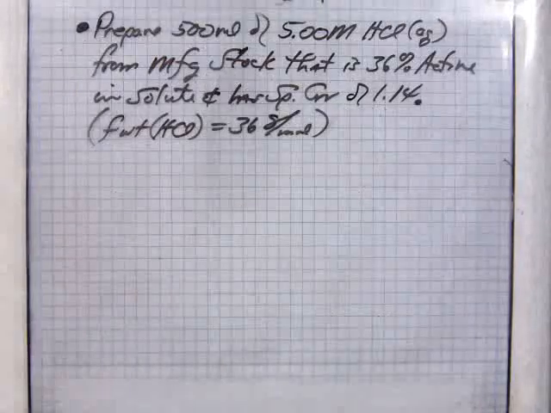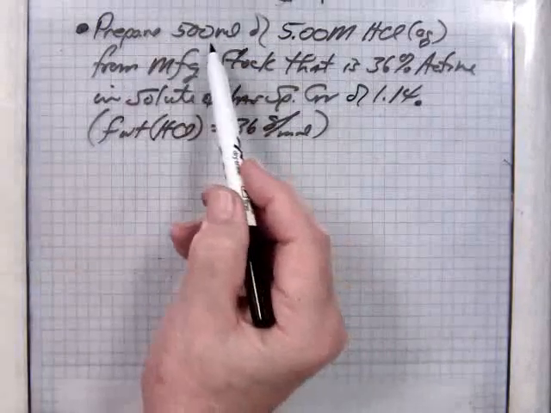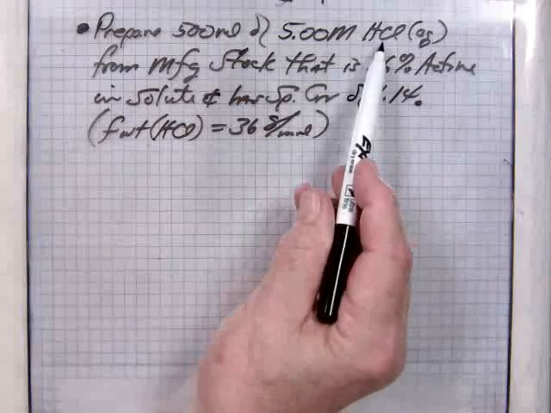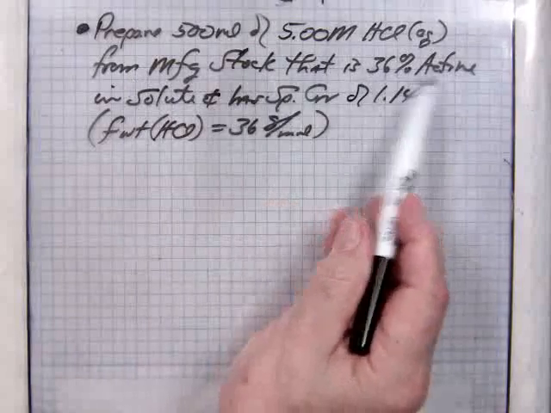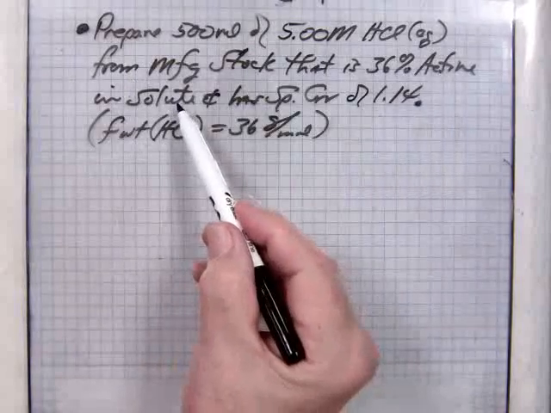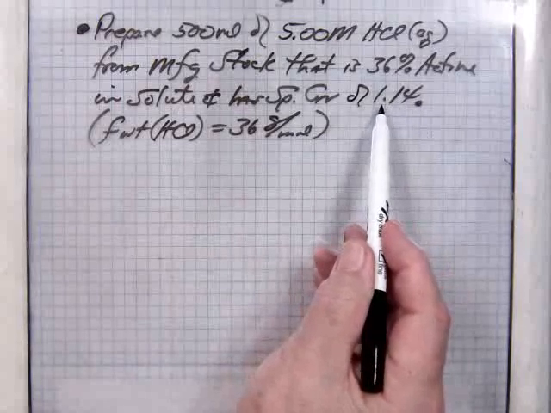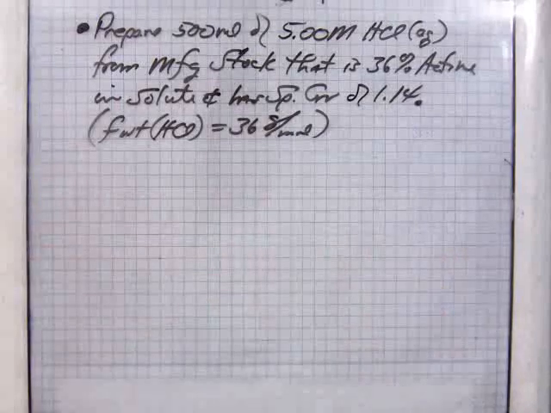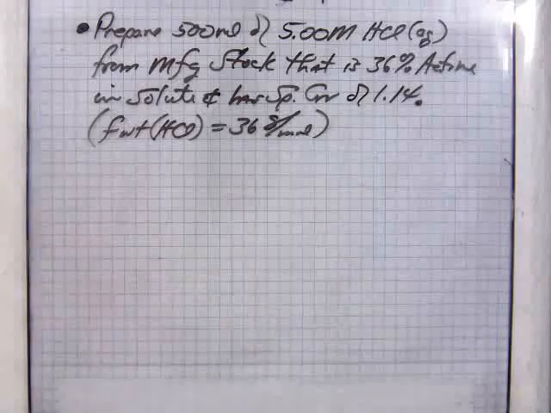So basically it's the same kind of problem. You're given the task of making 500 milliliters of a 5 molar hydrochloric acid solution from manufactured stock that is 36% active in solute, that is the HCl, with a specific gravity of 1.14. Now, the specific gravity listed on the assay will only say 1.14. It won't say grams per mil. You have to remember that if the solvent is water, that is also grams per mil density of that stock. And here's your formula weight.